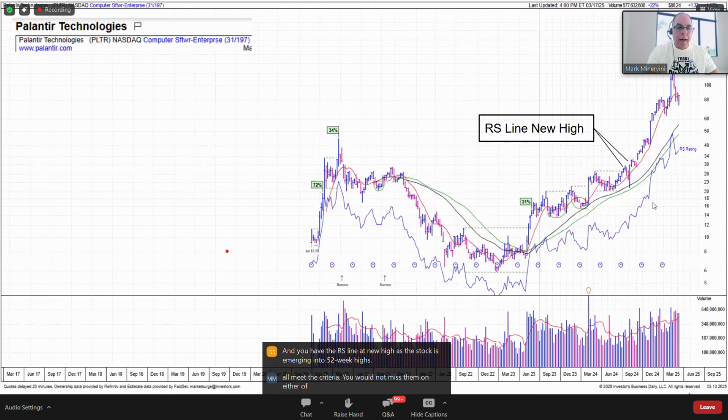You're going to see a lot of overlap and see these on various screens, and that's a good thing. If you're seeing it on the Stage 2 uptrend, you're seeing it on the relative strength new high screen, and then it meets the earnings criteria, which some of these names we're talking about have very powerful earnings.